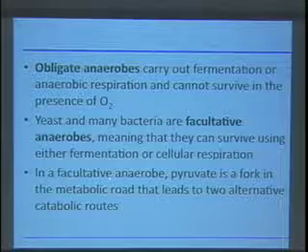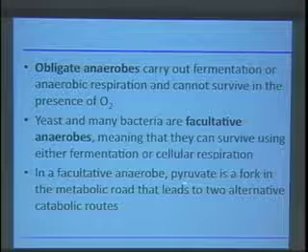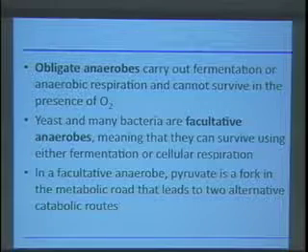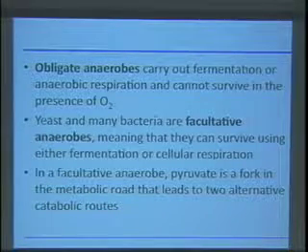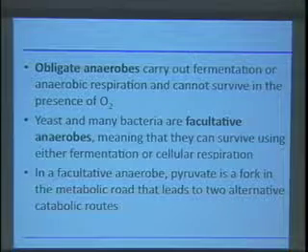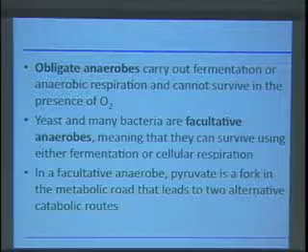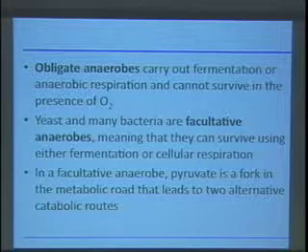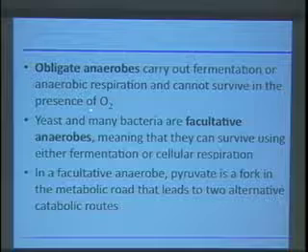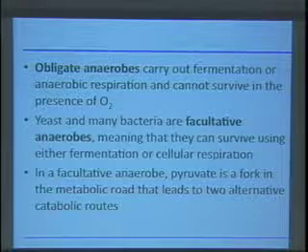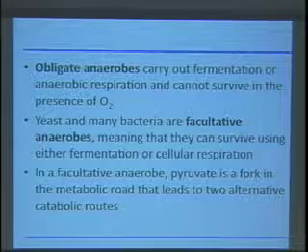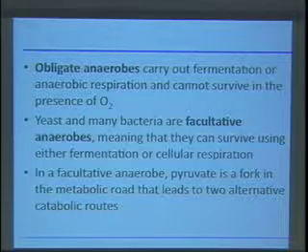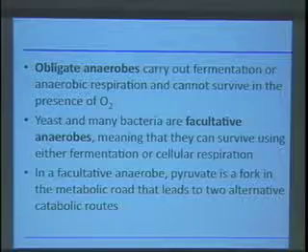And in a facultative anaerobe, pyruvate is a fork in the road. It's a fork that leads to two alternative breakdown pathways, catabolic pathways. It can go either direction. It can either go into the citric acid cycle, or it can go into a fermentation pathway. Oh yeah, I wanted to mention too that certain cells, for example in the brain, carry out only aerobic oxidation of pyruvate and not fermentation. So these are bugs that can only ferment, and then there are cells like in our brain that can only carry out aerobic respiration. So it can go both ways.